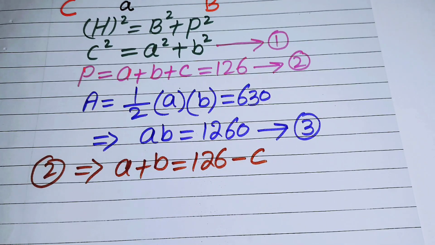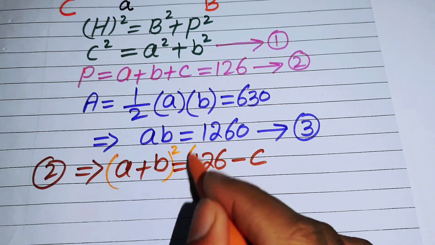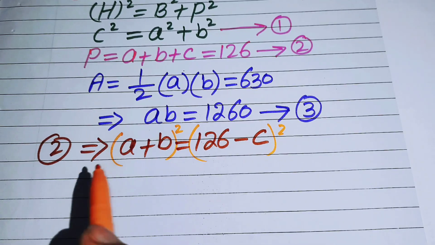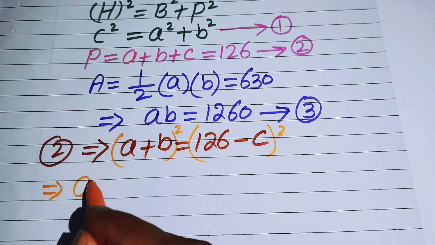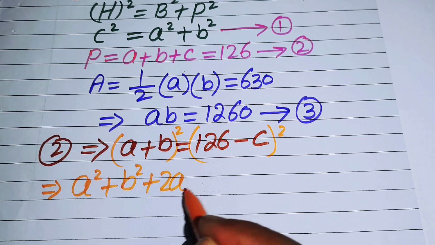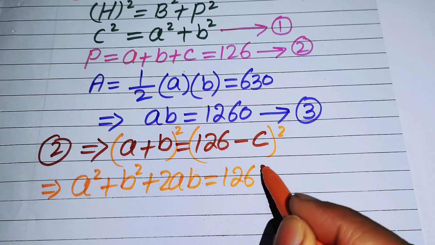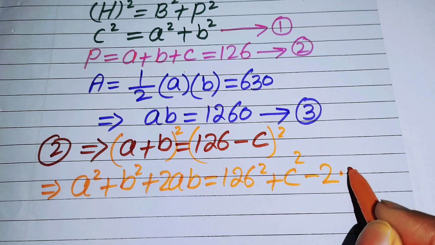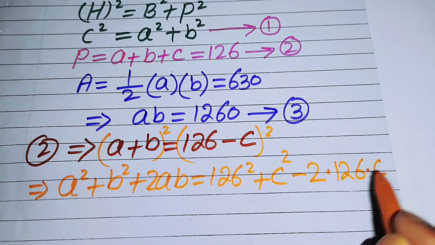After that we will take the square on both sides, using the nice square identity. Here you have a plus b whole squared, which equals a squared plus b squared plus 2 times ab, and on the right hand side we have 126 squared plus c squared minus 2 times 126 multiplied by c.